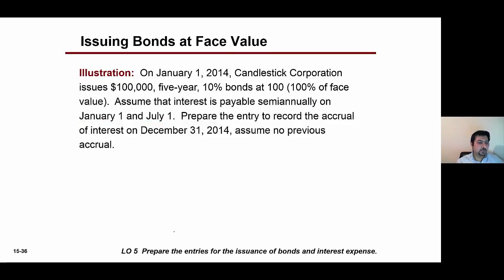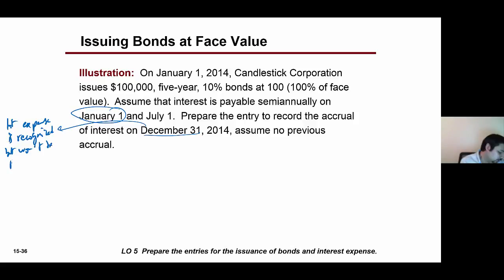Now, we need to prepare the entry to record the accrual of interest on December 31st. Remember that it is paid on January 1st. So on December 31st, it's not paid, so interest expense should be recognized, but won't be paid. As a result, again, it's the same thing, it will be 5,000.